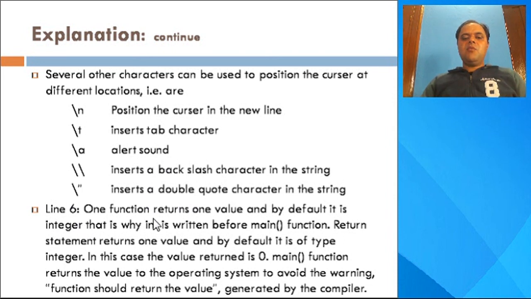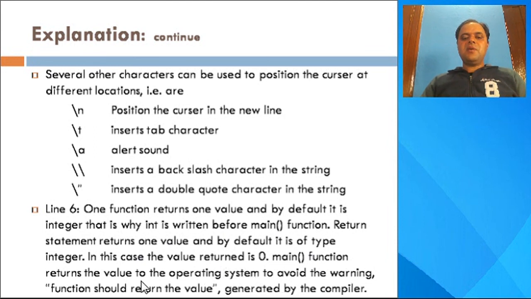Then line 6. Line 6 is return 0, which I have written in the program. A function should return one value, and by default it is an integer. That's why int is written before main. So I have written int main in the function, which means it will return an integer value. The return statement returns one value, and by default it is of type integer. In this case the value returned will be 0. So I have returned a 0 value.